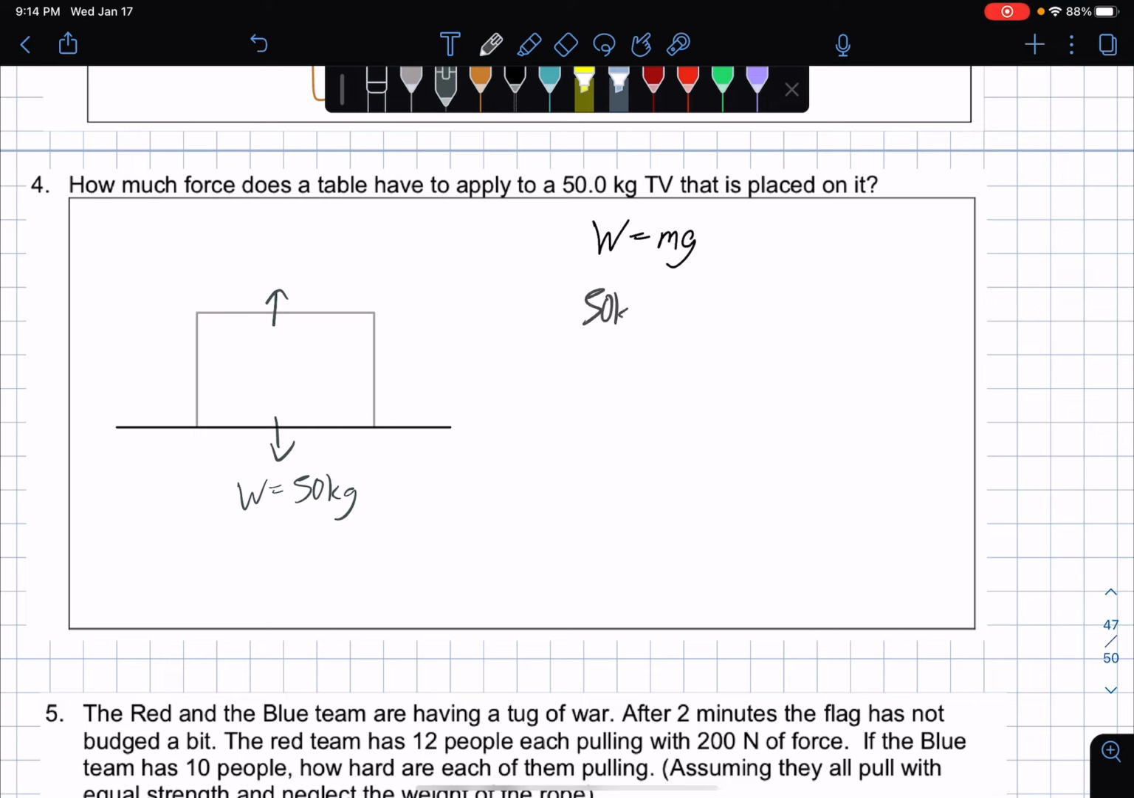The weight is 50 kilograms. Sorry, yeah. And the mass is missing. Gravity is 9.8 meters per second squared. So if you want to look for the actual mass of the television, it's going to be 50 over 9.8. That is equal to 5.10204. The mass is kilograms, I think. Is it? Yeah.